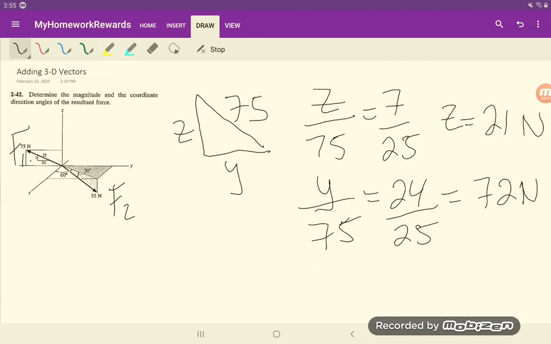So we can actually rewrite F1 as a vector. There is no i component or x component. The y component is actually going in the negative direction. So we should have y as a negative 72.